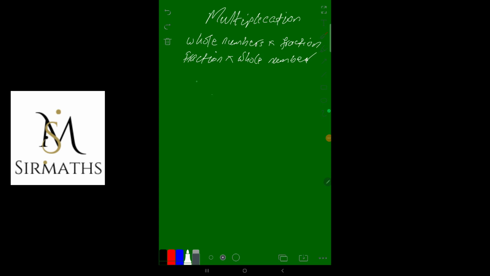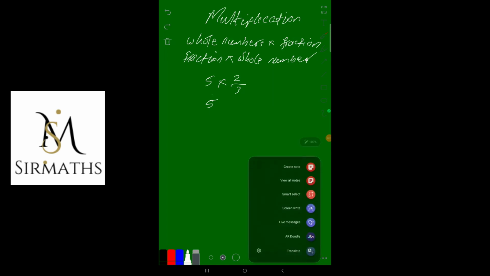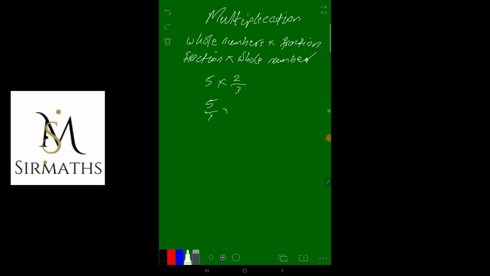When doing that, you had an example 5 times 2 over 3. When multiplying a whole number with a fraction, the multiplication affects only the numerator and not the denominator. To avoid getting confused, you can rewrite this and say this is 5 over 1 times 2 over 3.